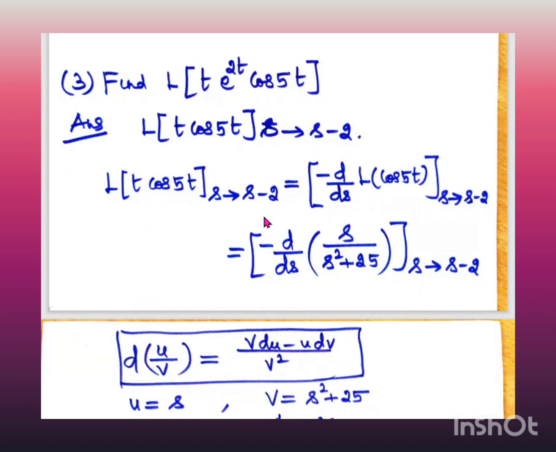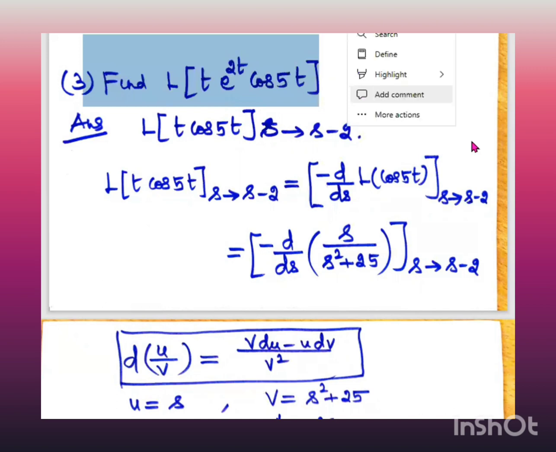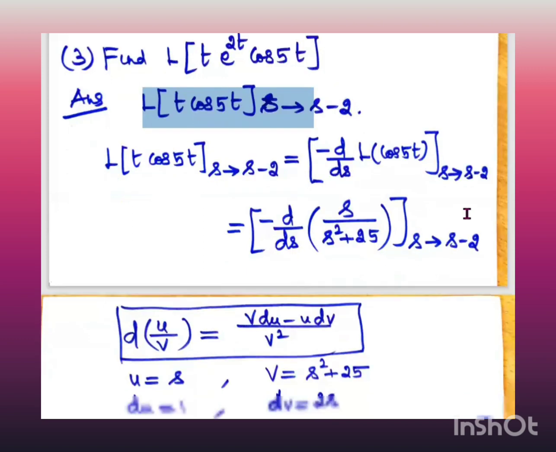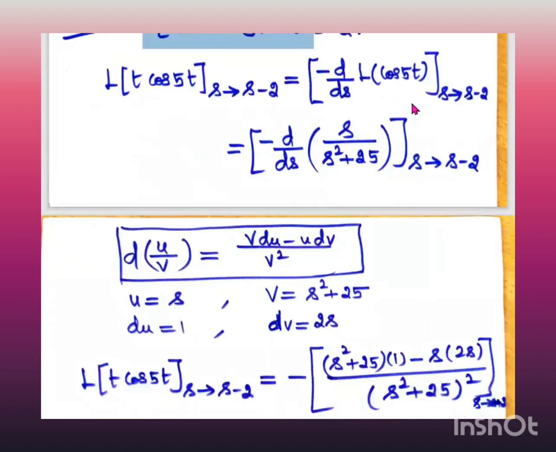Again, one more problem I will explain. Find L of t e power 2t cos pi t, the Laplace transform of t into e power 2t into cos pi t. There are three terms. So L of t cos 5t, instead of e power 2t, I have written s tends to s minus 2. So L of t cos pi t, s tends to s minus 2, is equal to minus d by ds of, because a t is there, that's why minus d by ds, L of cos pi t, s tends to s minus 2. What is L of cos pi t? Cos at.